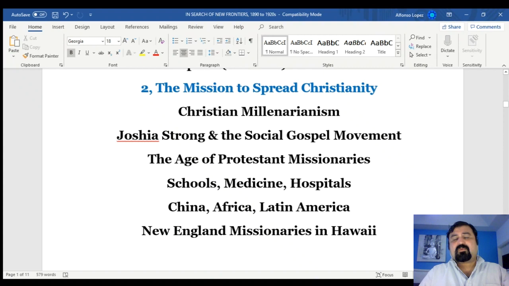When we come back, I'm going to review this particular point. The mission to spread Christianity is going to be re-explained more fully at the beginning of session 2, and we're going to move forward from this, continuing the other aspects of In Search of New Frontiers. But that's all I have for you for now.